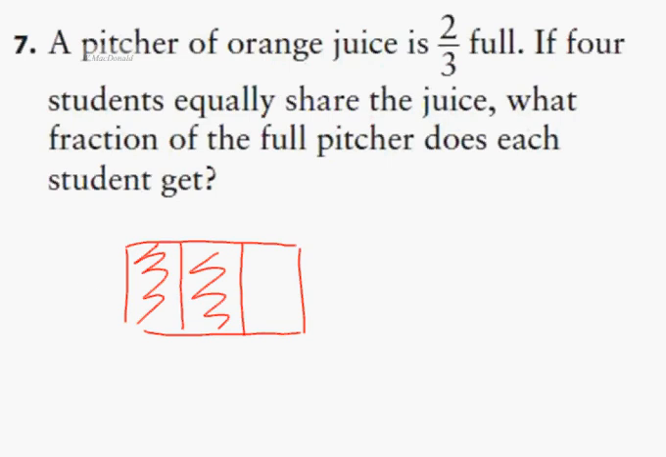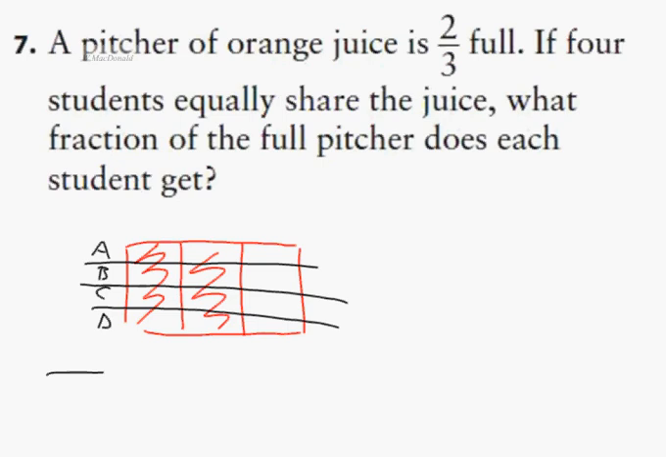So I'm going to divide this juice into 4 equal parts. This will be for student A, B, C, and D. And what used to be a denominator of 3 is now a denominator of 12. And student A will receive 2/12 of the orange juice pitcher. B will receive 2/12, etc., etc., which means in lowest terms, each student will receive 1/6 of a full pitcher of juice. If you share 2/3 of a pitcher between 4 students, each shall receive 1/6 of a pitcher.